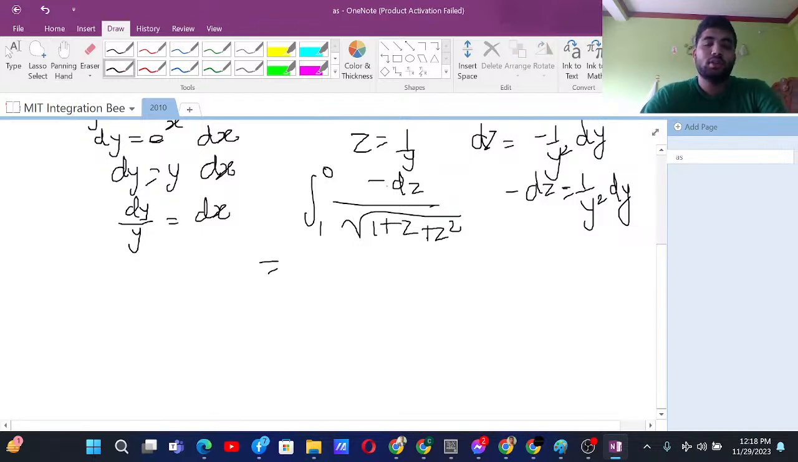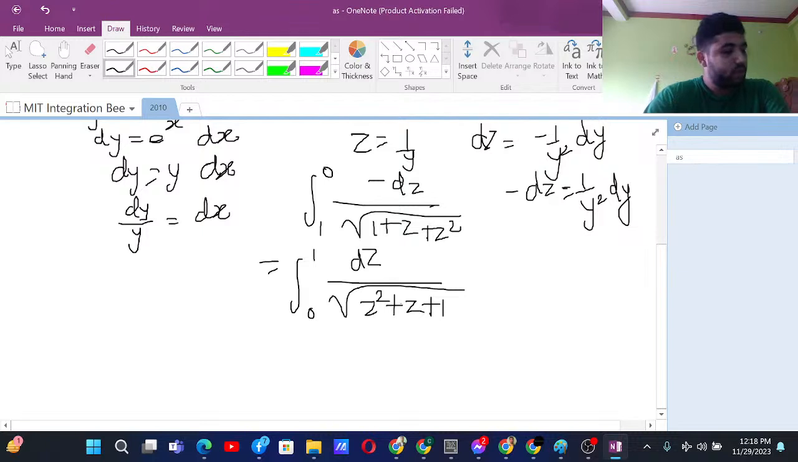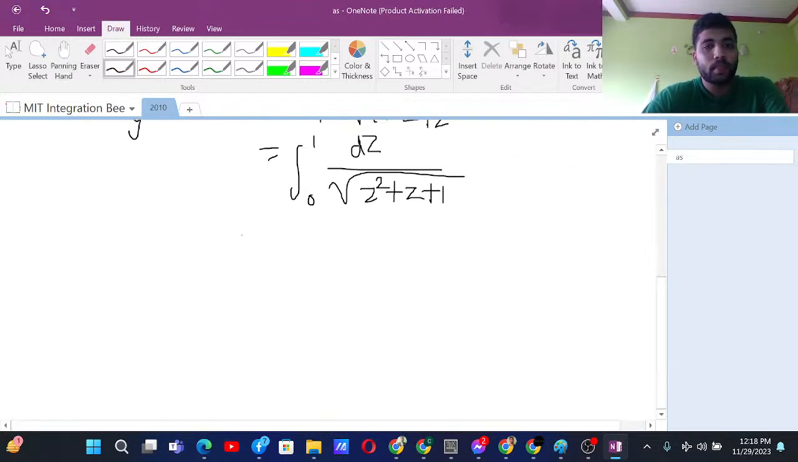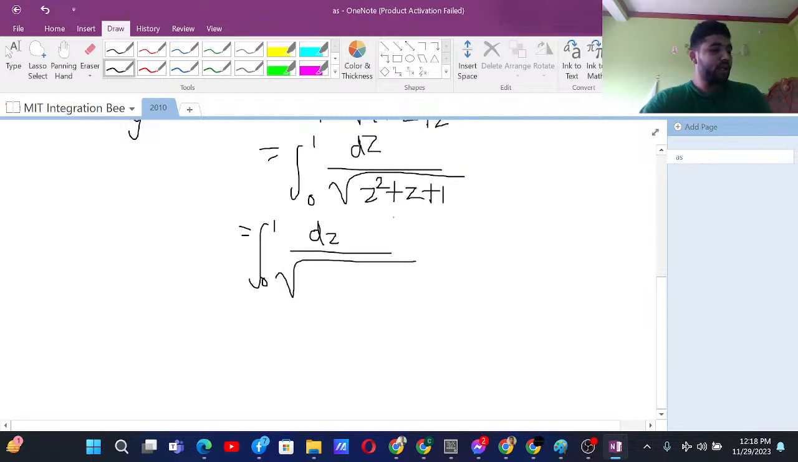After this, we can just use the negative sign to reverse the order of the integral to make it from 0 to 1 dz by root under z square plus z plus 1. Now it becomes a standard high school integral, and that's really easier. Integral from 0 to 1 dz by root under, now this can be written as z plus 1 by 2 whole square plus root 3 by 2 whole square.